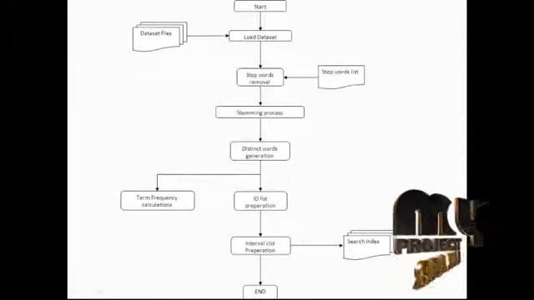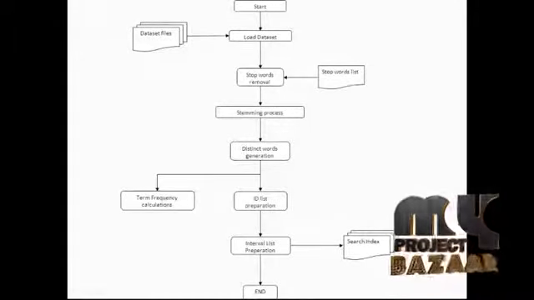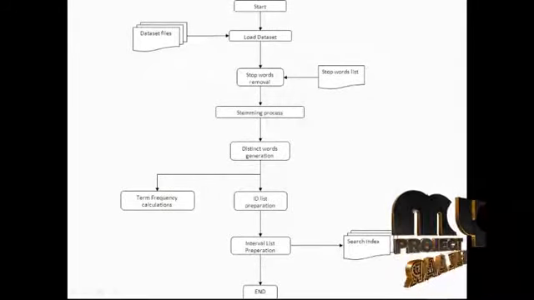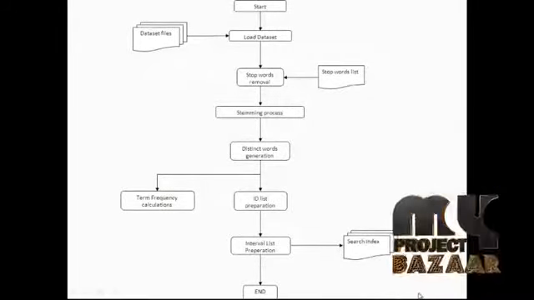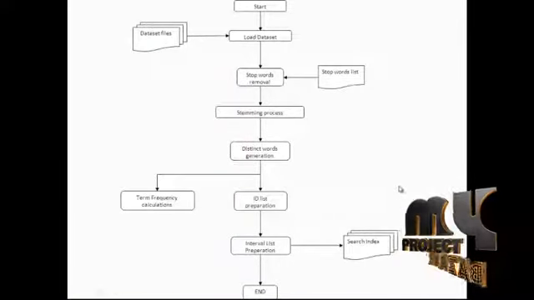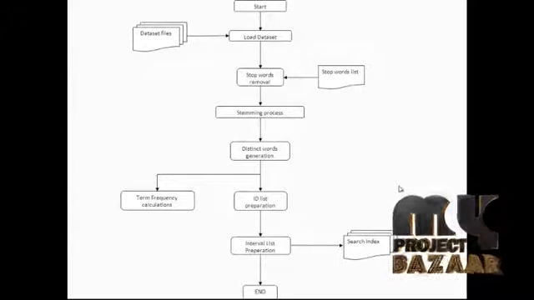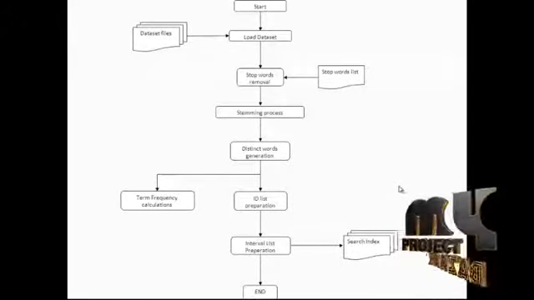Here the stop word removal and the stemming process are called pre-processing. So the pre-processing step is the initial step for the further processes. After applying this pre-processing, we should generate the distinct words in the documents. To generate the distinct words, the whole document dataset is read.